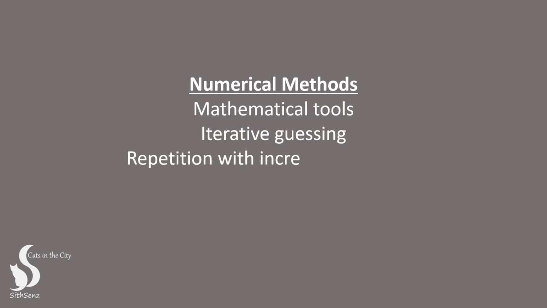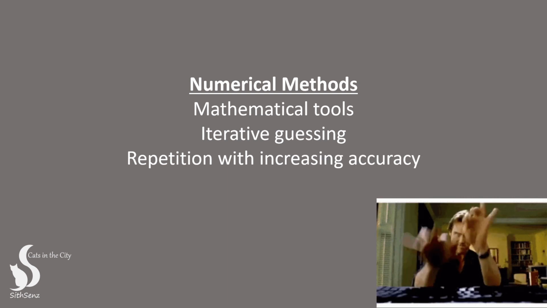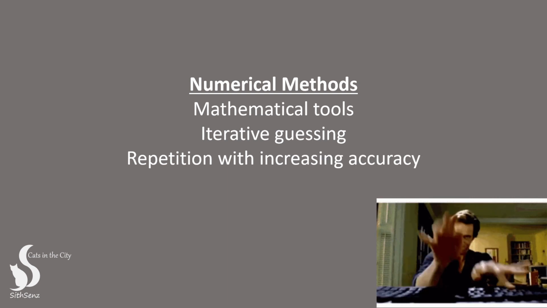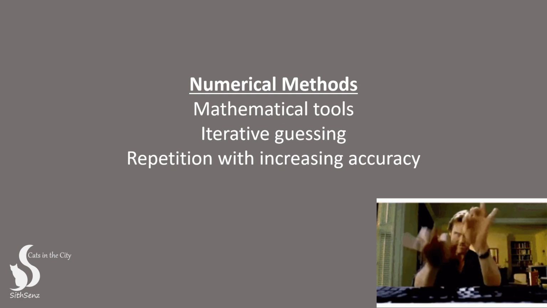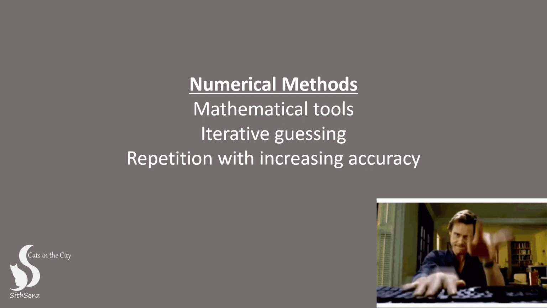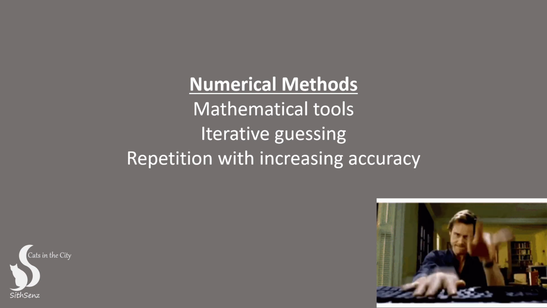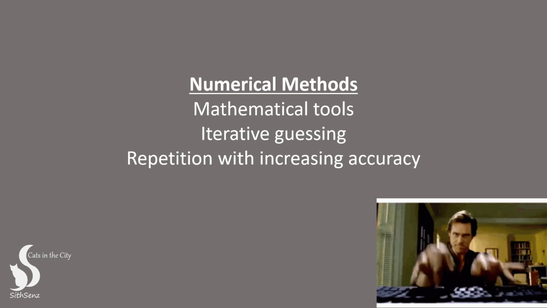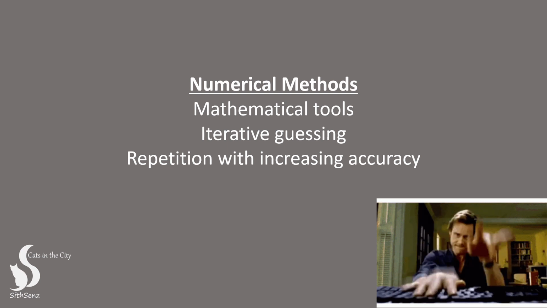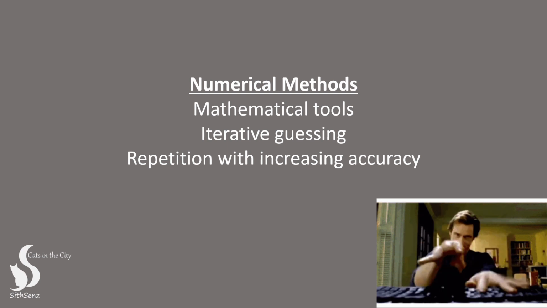What is a numerical method? Numerical methods are mathematical tools used to solve numerical problems. One common type of numerical method involves iteratively guessing values of x in an equation until we find a value of x that results in a desired value of y. This process can be repeated with increasing precision until we reach a desired level of accuracy, which can be specified in terms of the number of decimal places required.